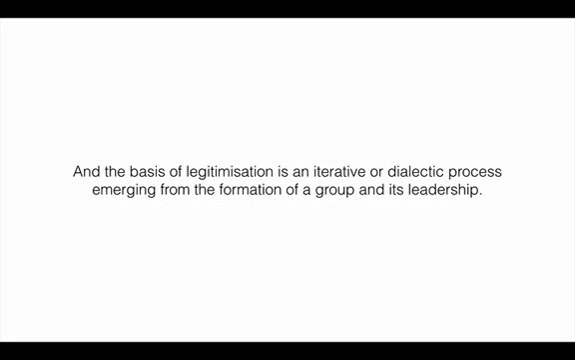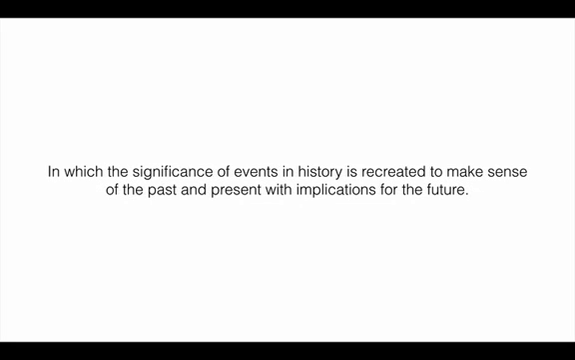It is an iterative process through which the leader reconfigures and articulates the experience and significance of past events for the group in such a way as to give meaning and identity to the group. It is a situation in which one set of legitimized beliefs are replaced by another set of legitimized beliefs. And the basis of legitimization is an iterative and dialectic process emerging from the formation of a group and its leadership, in which the significance of events in history is recreated to make sense of the past and present with implications for the future. This framework reveals an organization as a symbolic system of symbolic struggles.